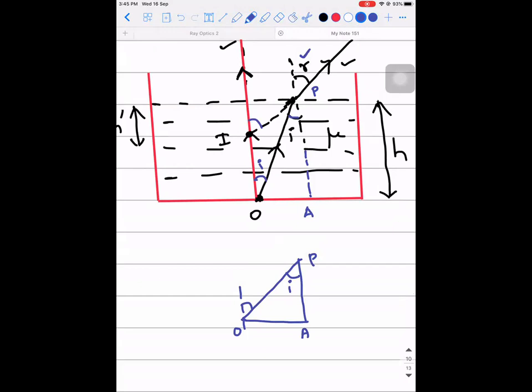R. You have elongated the same ray, no? So this will also be R, corresponding angles. I hope you're able to understand.